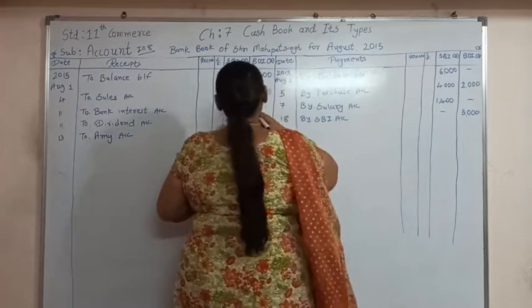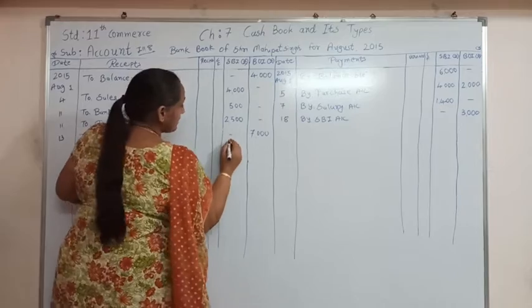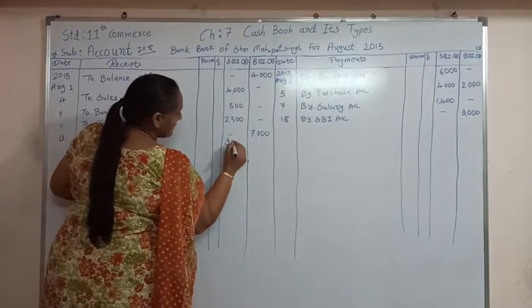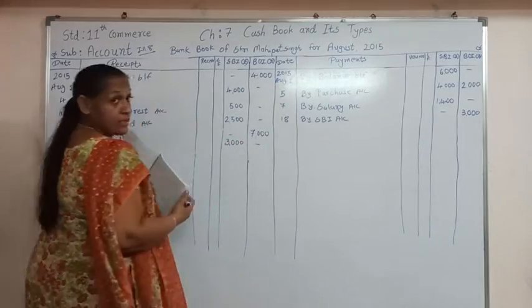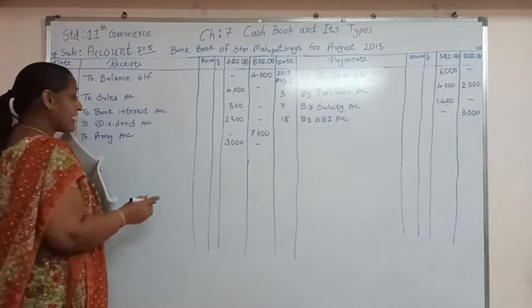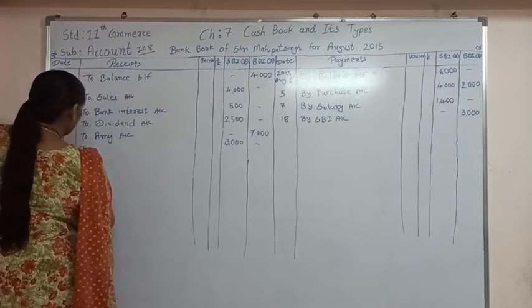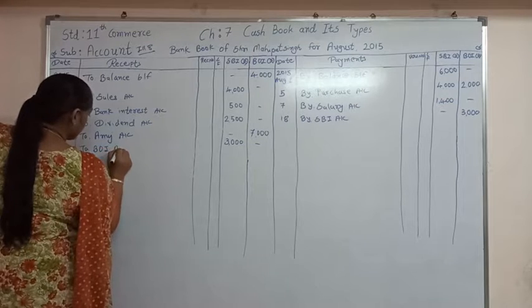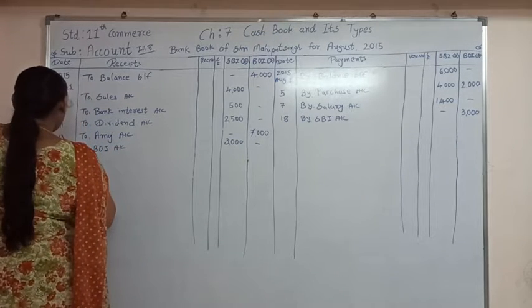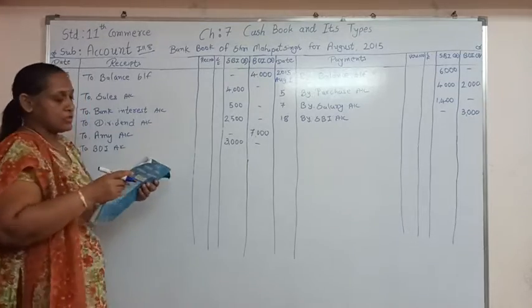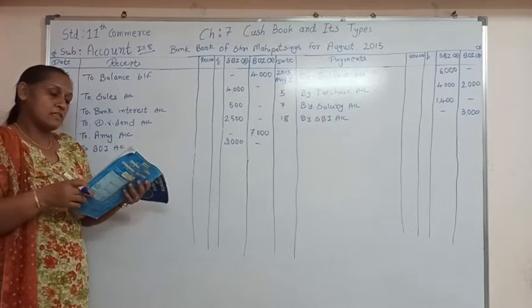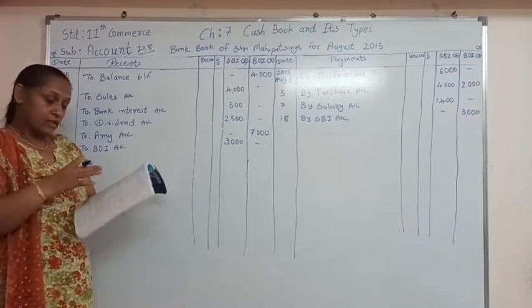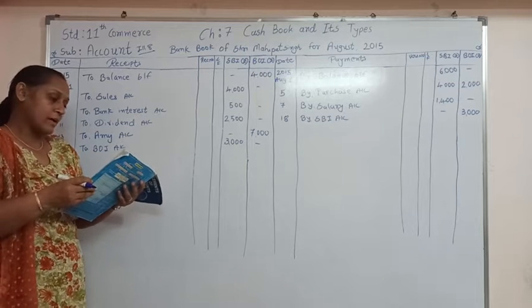And the same check is received by SBI. So here on the debit side we are going to write down in the column of SBI, and here we will write to BOI account, and date number is 18. So this is how we have to pass the entry for the two bank accounts.